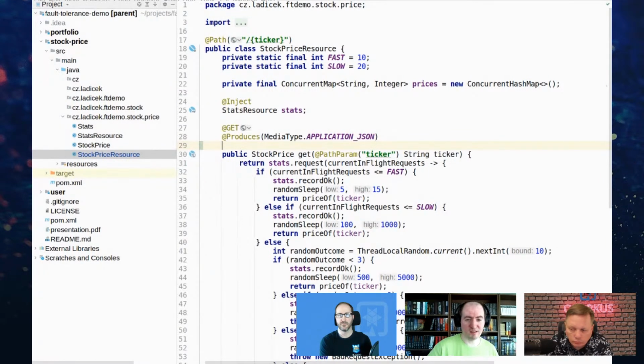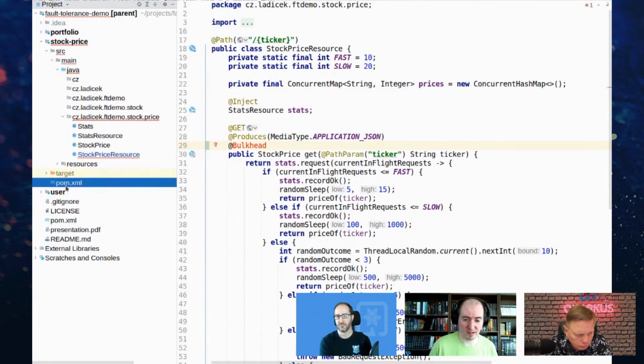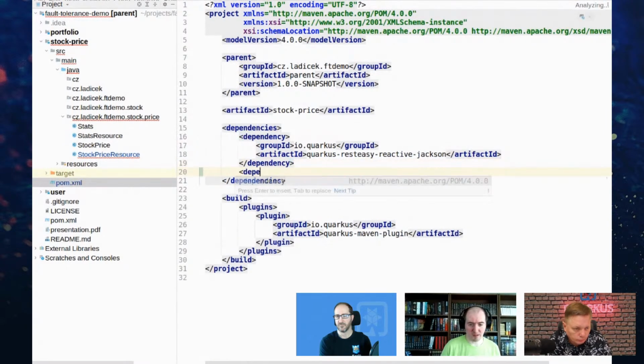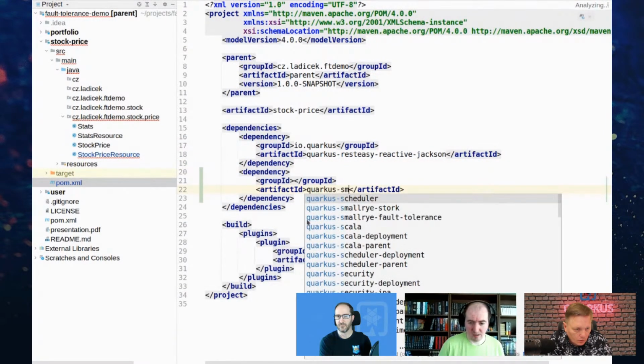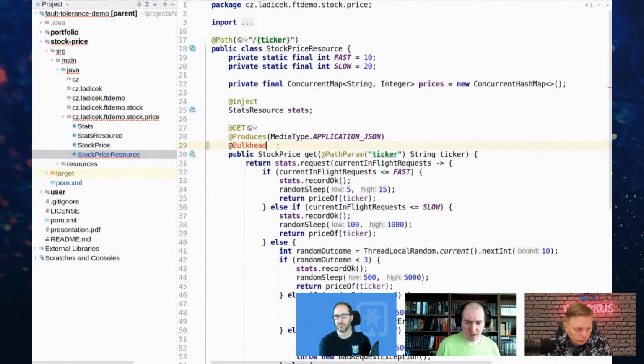And so if I wanted the stock price service to protect itself, I would just add a bulkhead here. Yeah, I wouldn't, because I don't have the extension. So I could just add the default fault tolerance extension. You're going to tell Maven to rebuild your classpath. Yeah, I'm doing that. It's resolving them, and it should be done now. Yeah, I've got a bulkhead here, and I could add a timeout as well, or something.